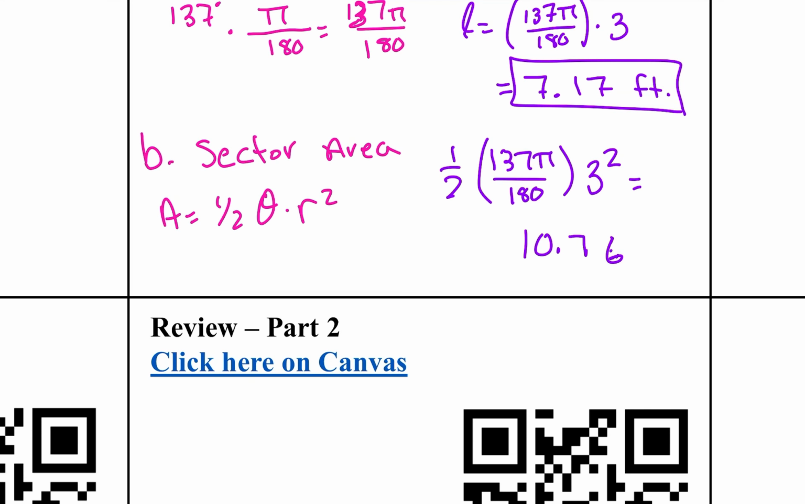I don't know why this part doesn't want to work. 76. And this time we got feet squared because we're talking about area.